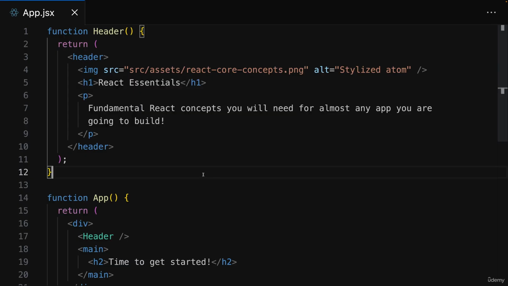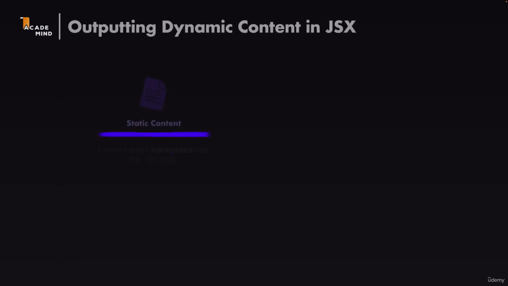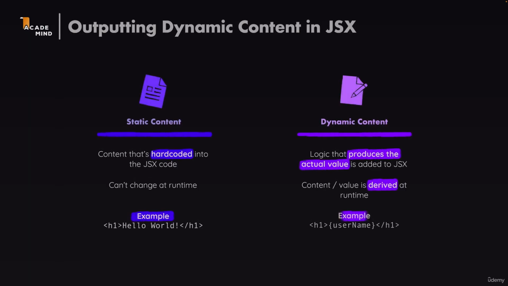And that will be an important new feature that we add to our code here, because to achieve this goal, we need to output content dynamically. And that's in general something you will need to do a lot in React, and that's why we will learn how to do that in this lecture.